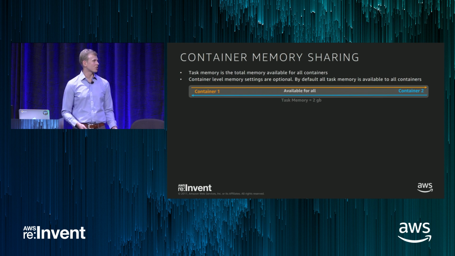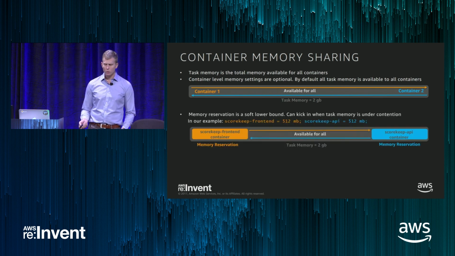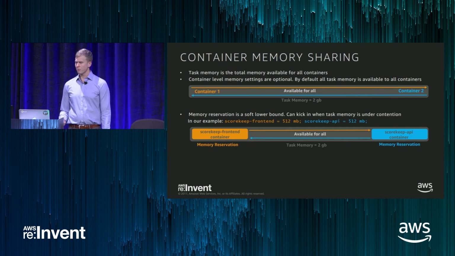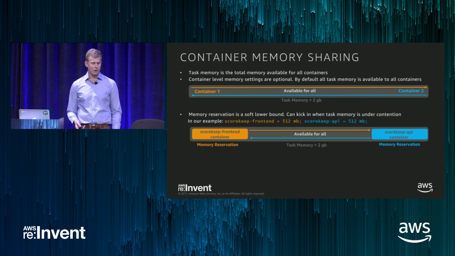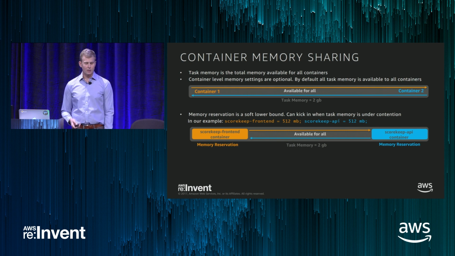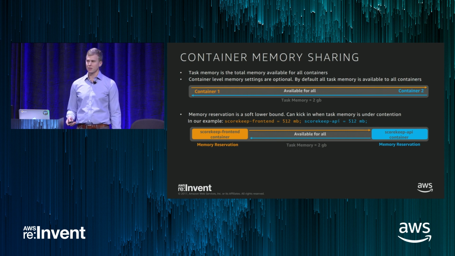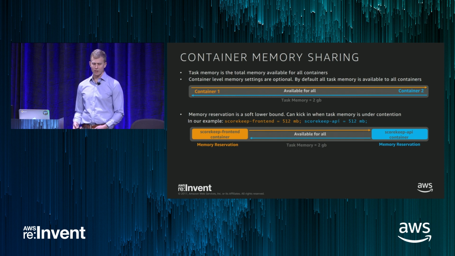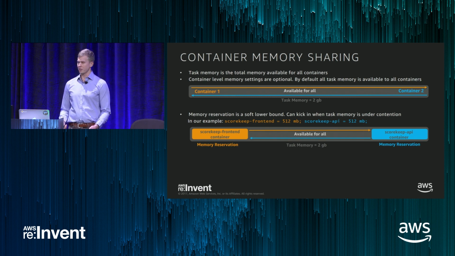And these can be used in conjunction with task memory. The first one we'll go over is memory reservation. So memory reservation is a soft lower bound for the container to operate in. The lower bound is used as metadata to the memory allocator, and that metadata is used to signal the kernel to reclaim memory down to that level when memory is under contention.